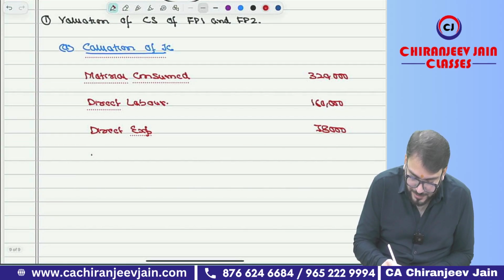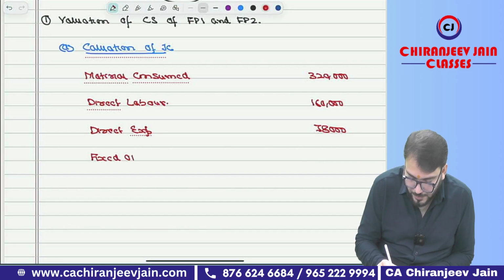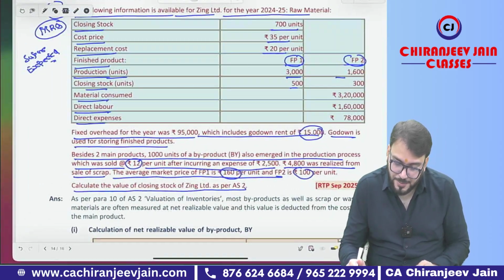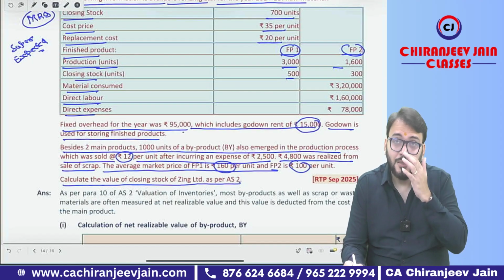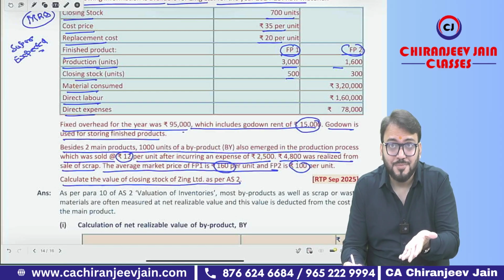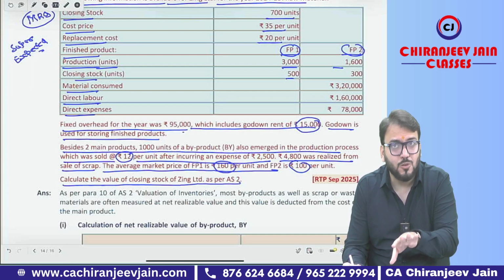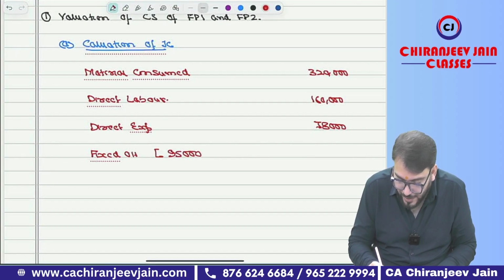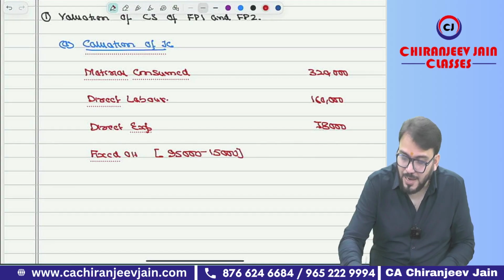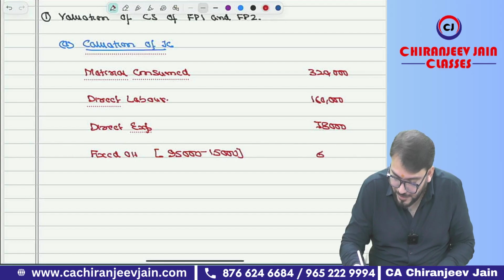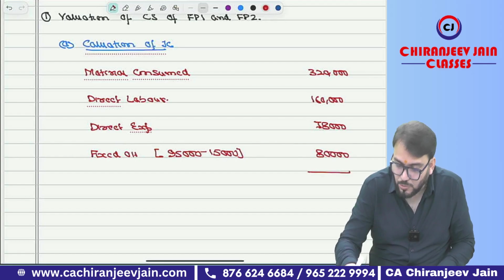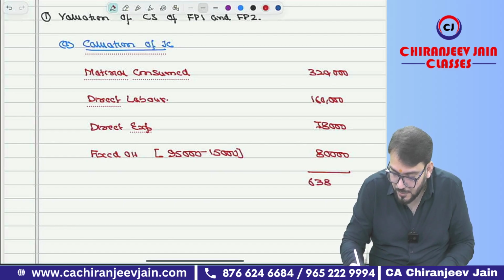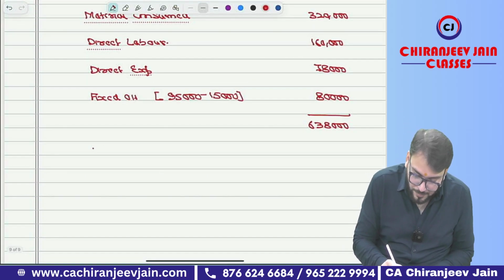Then fixed overhead. How much have they given? 95,000 minus 15,000. The question is silent about actual and normal capacity, therefore the entire fixed overhead will be allocated. 95 minus 15, that is 80,000 will be added. The total is 3,20,000 plus 1,60,000 plus 78,000 plus 80,000, that is 6,38,000.